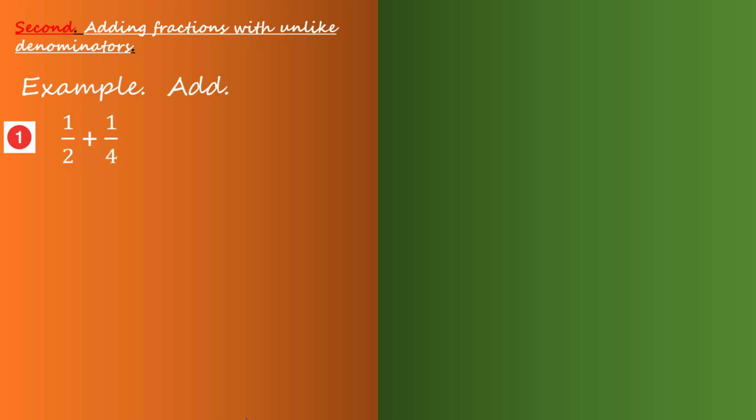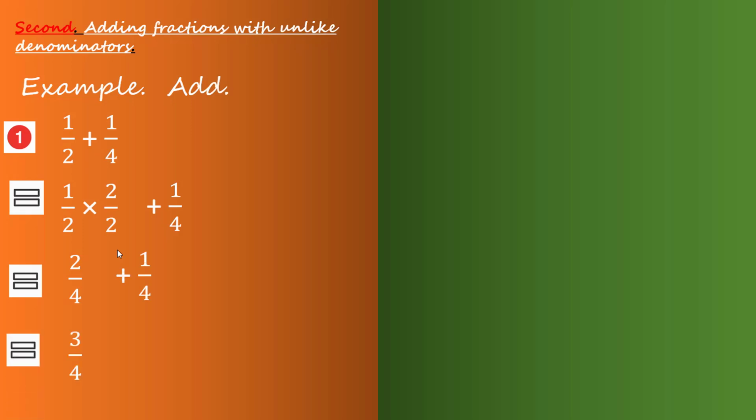Second, adding fractions with unlike denominators. For example, if we have 1/2 plus 1 over 4. Look here, the two denominators are different, 2 and 4. So ask yourself, how can we make 2 into 4? Multiply by 2. So to find the equivalent fraction of 1/2, multiply by 2 to make the denominator 4. So it will be 2 over 4 plus 1 over 4. It will be 3 over 4.